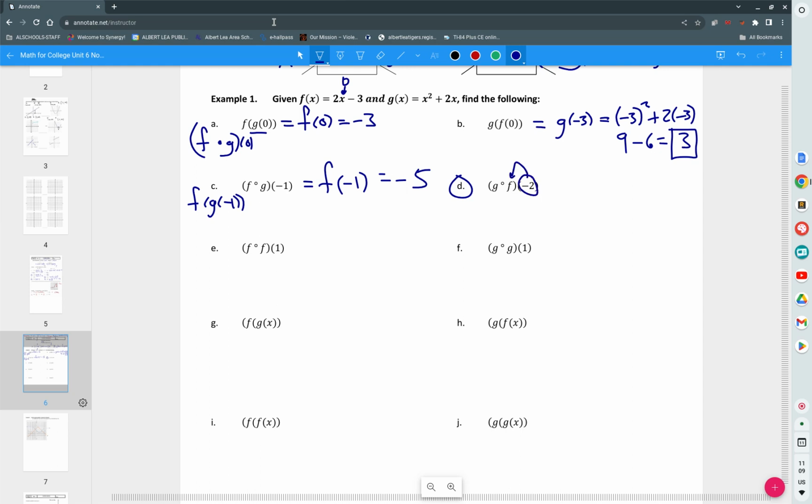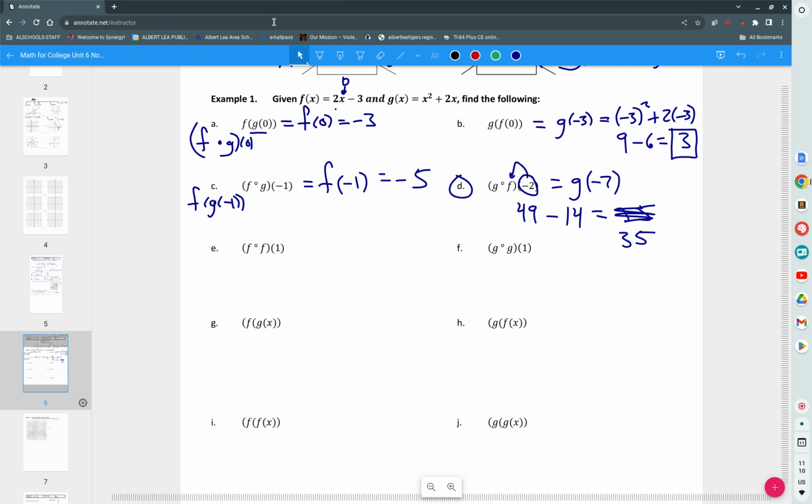Okay, if you take negative 2 and plug it in for F, I have 2 times negative 2 is negative 4, and negative 4 minus 3 is negative 7. So you get g of negative 7. Now plug negative 7 in here. Negative 7 squared is 49. And is it going to be plus 14 or minus 14? Minus. And you should get 35. We're good with 35? That's better. This might be it.